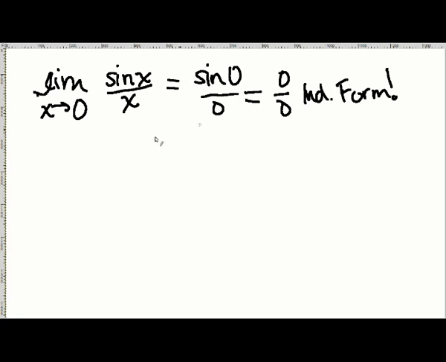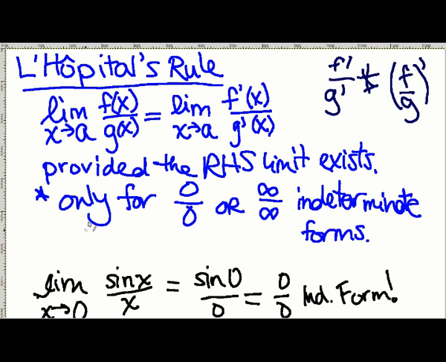Since it's a 0 over 0 indeterminate form, I know L'Hopital's rule applies. So I'm going to indicate that I'm using L'Hopital's rule, which I'm allowed to do because I already confirmed it's a 0 over 0 indeterminate form. And L'Hopital's rule states that if it's a 0 over 0 indeterminate form, then the limit as x goes to 0 of sine x over x is going to be the same as the limit as x goes to 0 of the derivative of sine x over the derivative of x.